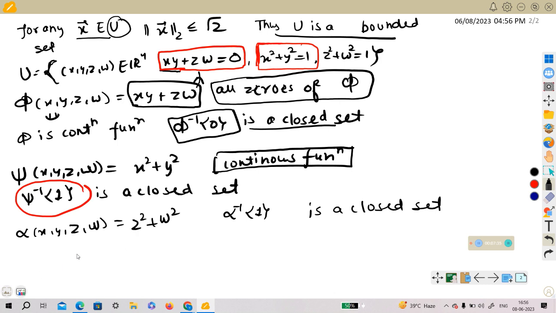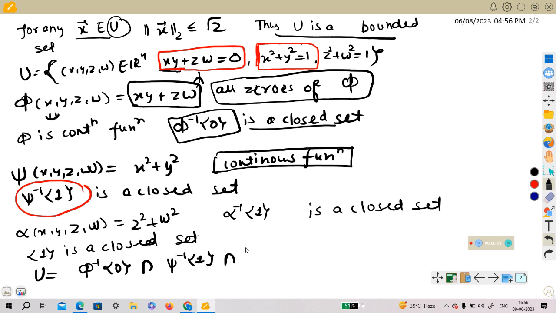Why are all these closed sets: phi inverse 1, psi inverse 1, alpha inverse 1? Because 1 is a closed set, and the inverse image of a closed set is a closed set. Now I am writing the main claim, but I am going to say that U is phi inverse 0 intersection psi inverse 1 intersection alpha inverse 1.